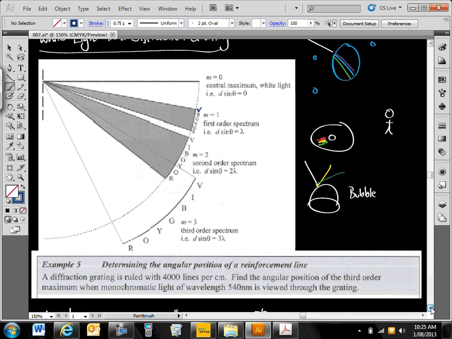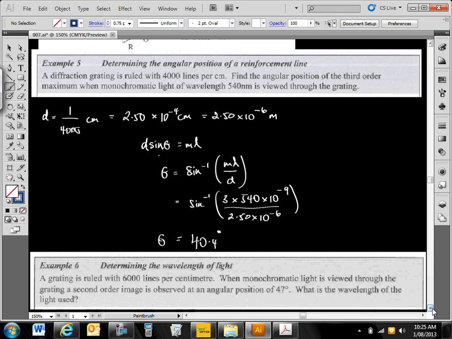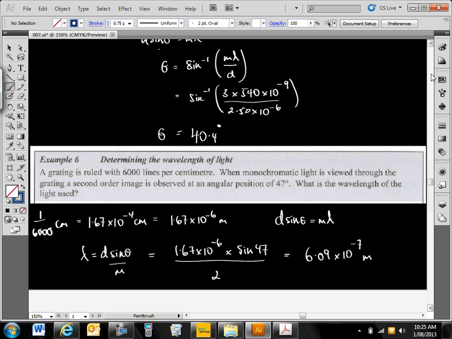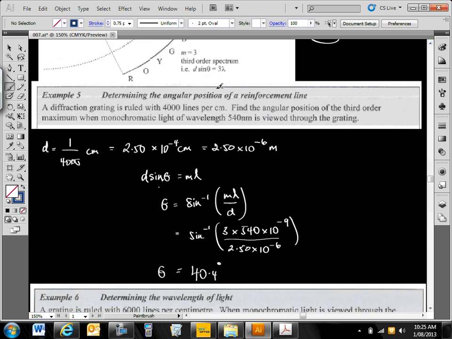All right. We did a couple of problems, and I think we're going straight into some problems today. So here's a situation where we find the angular position of a reinforcement line or a first order maximum or some m order maximum. A diffraction grating is ruled with 4,000 lines per centimetre. It's written on those little slides how many lines per centimetre, sometimes how many lines per inch if it's an American slide. You'll have to do the conversion. Find the angular position of the third order maximum when monochromatic light of wavelength 540 nanometers is viewed through the grating.